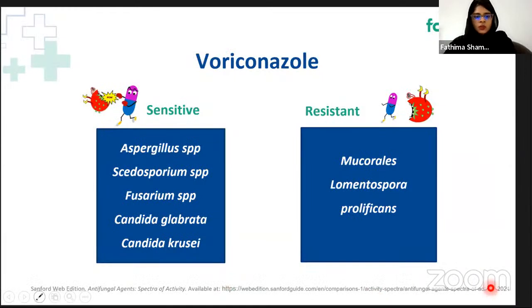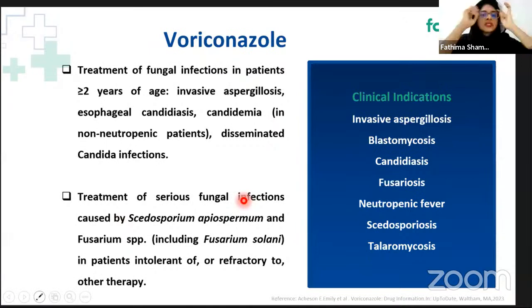Next, we have voriconazole. Voriconazole has a broader spectrum of activity against most of the fungal pathogens. As you can see, it can cover Aspergillus, Pseudallescheria, Fusarium, Candida glabrata, and krusei, but it is resistant to Mucorales and Lomentospora prolificans. They are used for treating fungal infections in patients older than 2 years of age, in invasive aspergillosis, esophageal candidiasis, candidemia, and disseminated Candida infections, and for treatment of serious fungal infections caused by Pseudallescheria species and Fusarium species, only if the patient is intolerant or refractory to other therapy. Other clinical indications, as mentioned, are candidiasis, fusariosis, neutropenic fever, and all these conditions where it can be given.